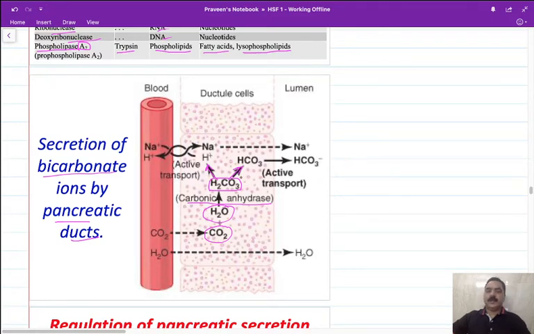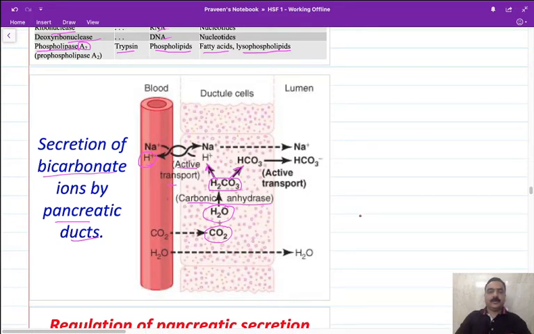But what happens to the hydrogen ion? Secondary active transport takes place for the hydrogen ion, and it is secreted to the blood. So what does it do in the blood? It neutralizes the blood that was coming from the stomach, which is called the postprandial alkaline tide. So the alkalinity is neutralized by this H plus. That's the importance of the bicarbonate secretion from the pancreatic duct.